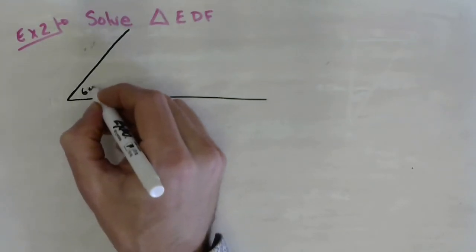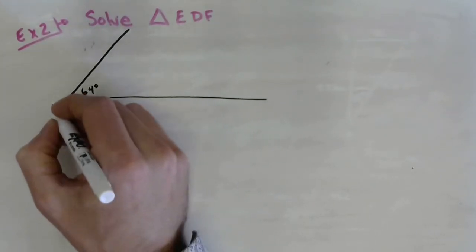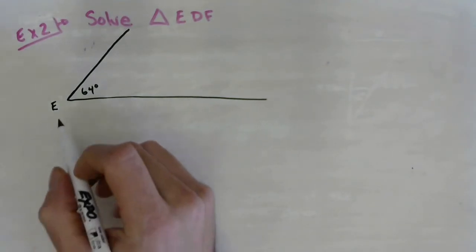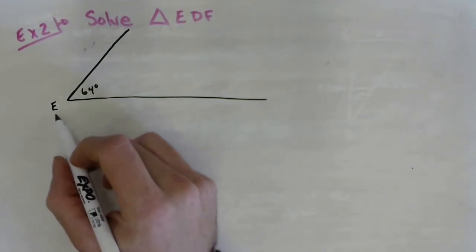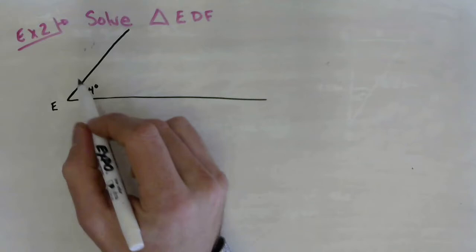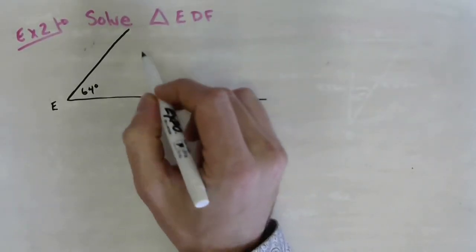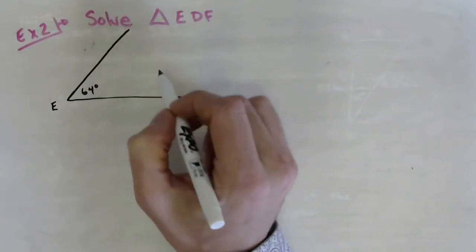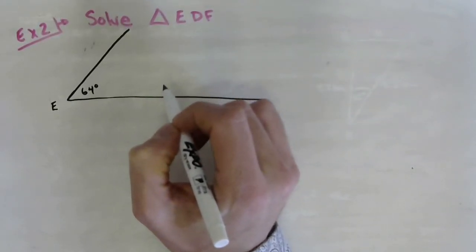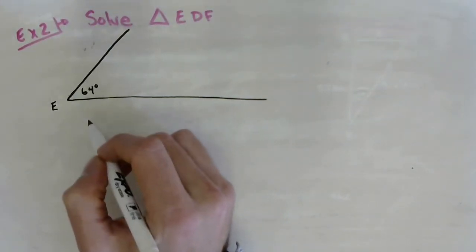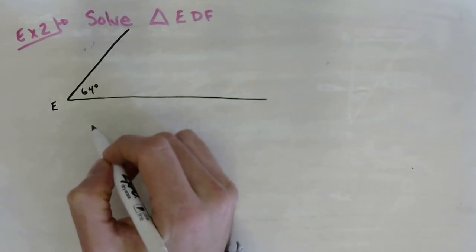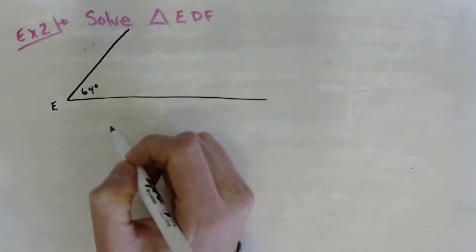I've got 64 degrees, and I know this is angle E. Now, if this is angle E, then that means these sides are D and F, right? Because side E is going to be somewhere over here. I don't know what it's really going to look like, but these are going to be D and F, and it doesn't matter at all which one I put where, okay?